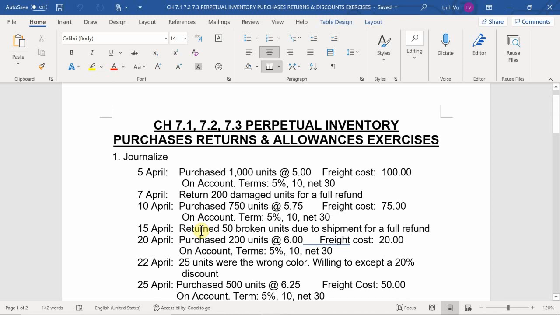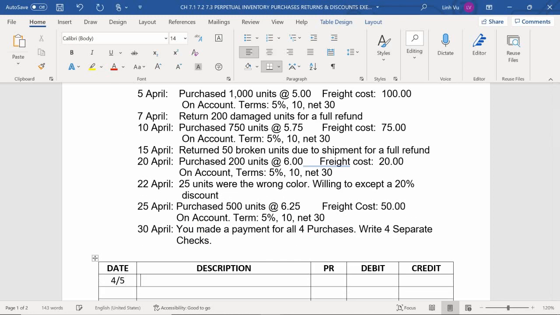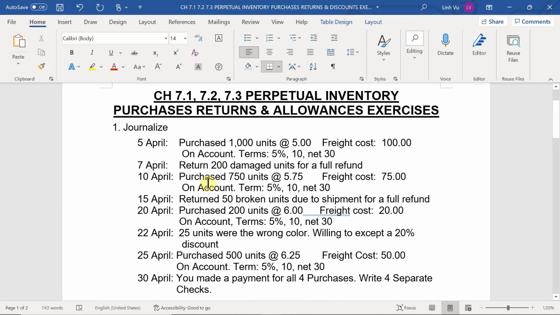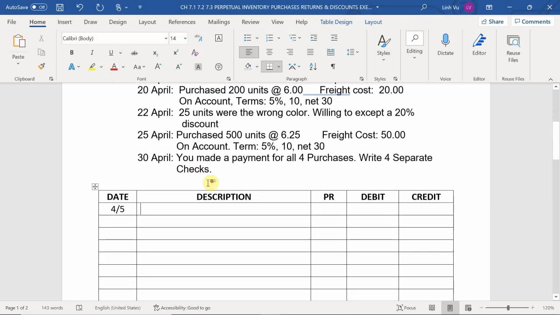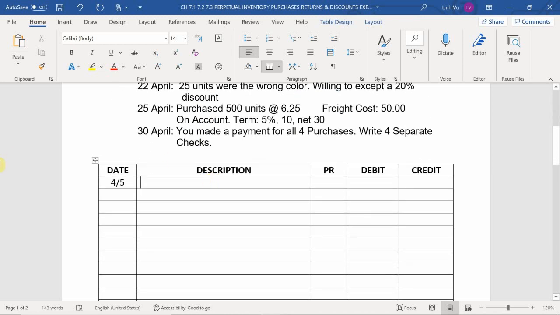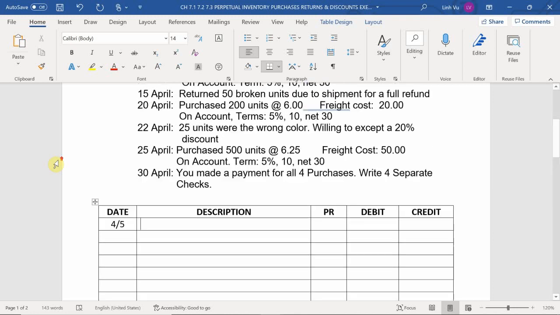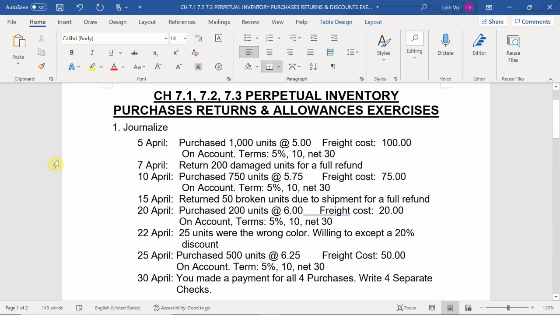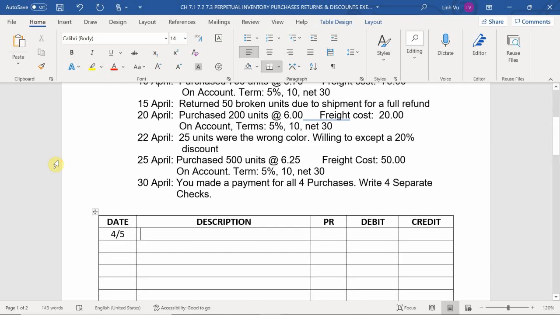So, again, on April 5, we purchased 1,000 units at $5 each with the freight costing $100 on account. Terms were 5%, 10, net 30. How do we journalize this? With inventory. We didn't specify what we bought, so inventory is correct.